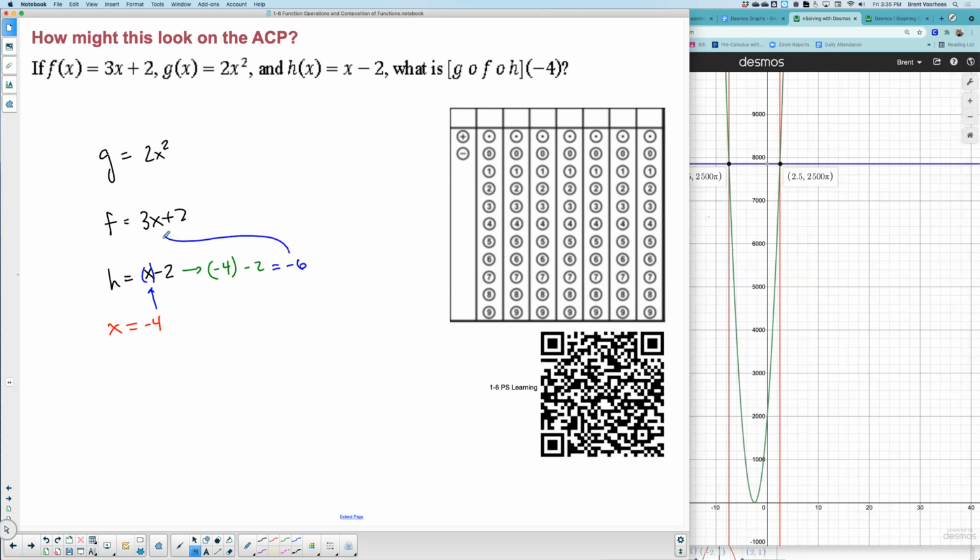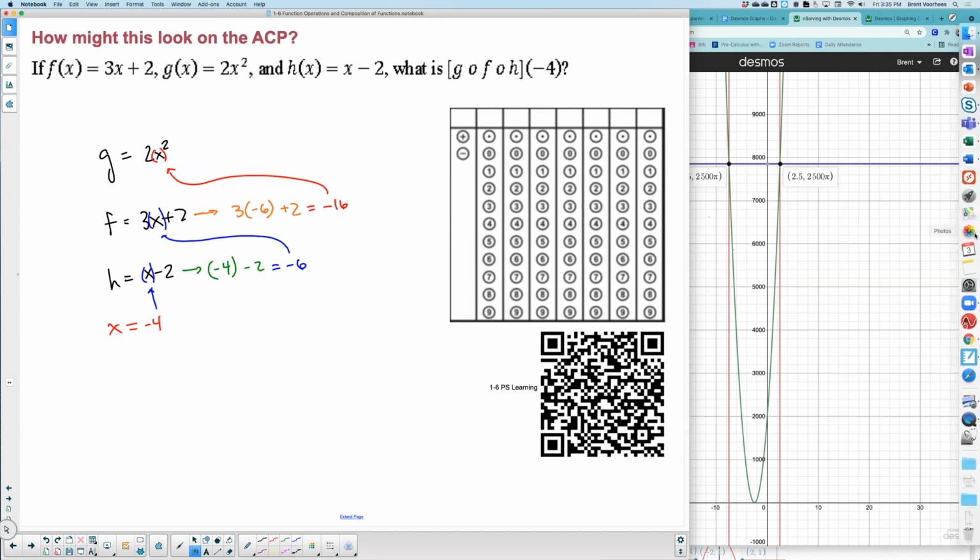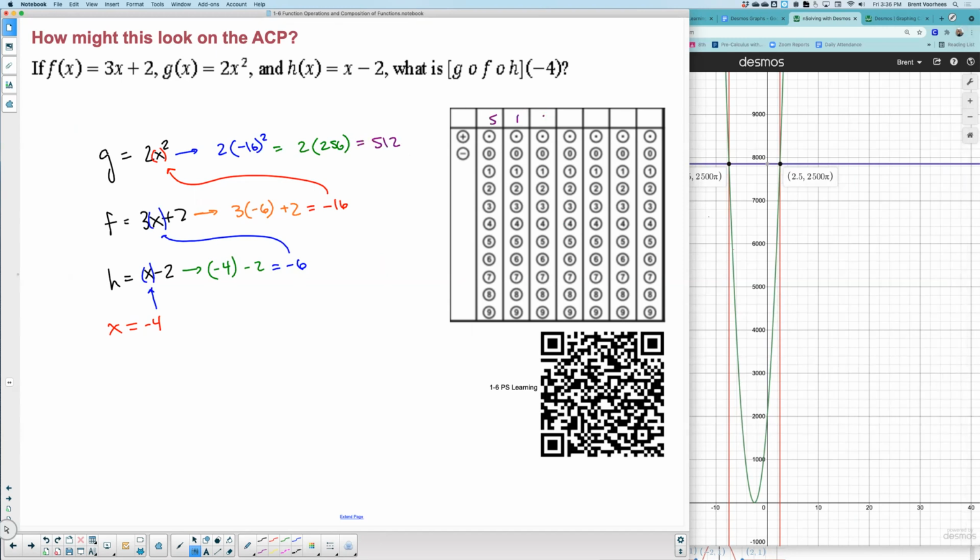Take -6 and we substitute that in right here. So this time we'd have 3 times -6, which is -18, plus 2. So I'm getting -16 there. You take your -16 and you substitute that in right there. So -16 times -16 is 256. Following PEMDAS, we should have 2 times (-16) squared. That's 256, so it'll be 2 times 256, which would be 512. If I didn't mess up, 5, 1, 2.